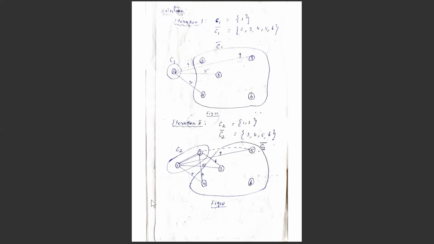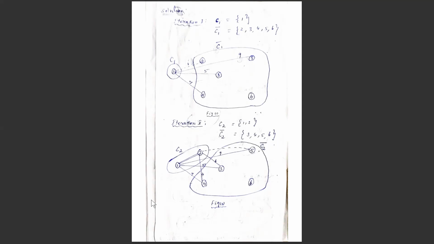So the distances of the nodes 2, 3, 4, 5 from node 1 are mentioned here, are taken into consideration. And only node 2 is with the shortest distance from node 1. So I am going to permanently add node 2 to C1 and I am going to remove it from C1 bar. So the arc 1 to 2 is shown in dotted lines.